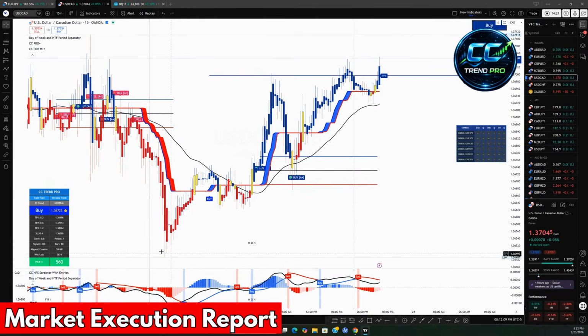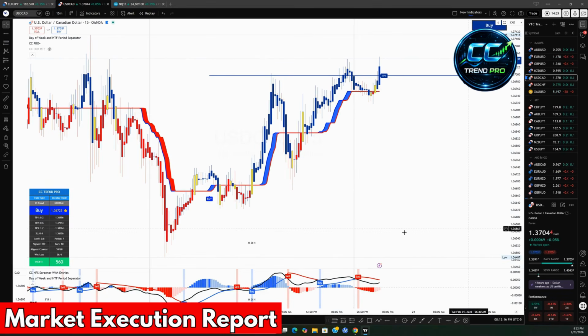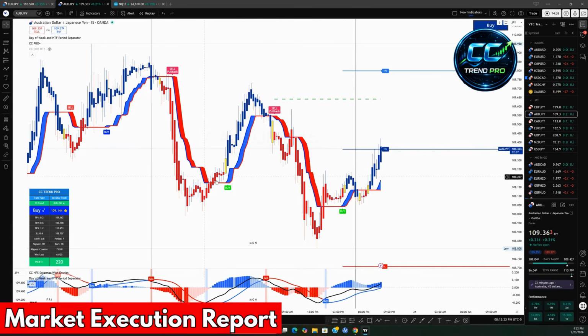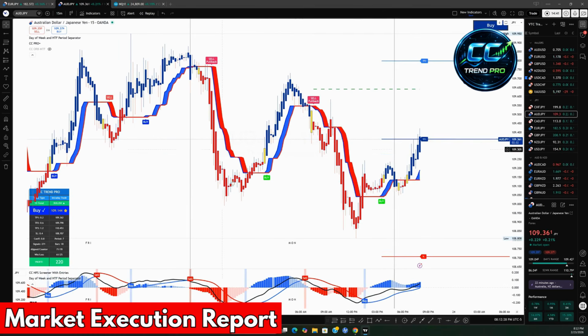CC Trend Pro is an exceptional trading system. And here's the reason why. You see these yellow candles here? As a matter of fact, let's go to ADJPY. Okay, these yellow candles are what we call trend change candles. So whenever price breaks above these moving averages, you're going to get a trend change candle. And that lets you know that the trend has changed and you are free to take that trade. Okay, and it happens at every intersection here.